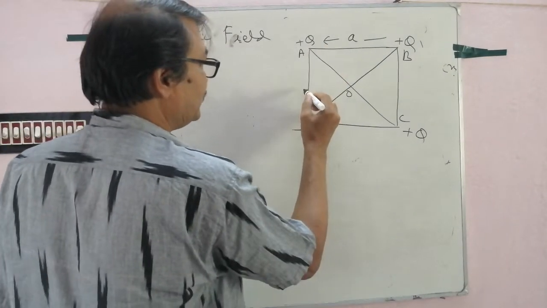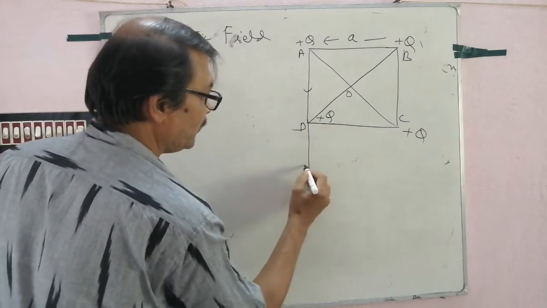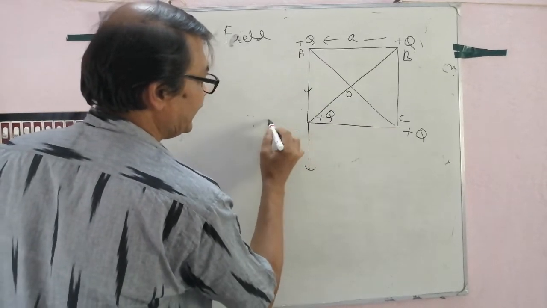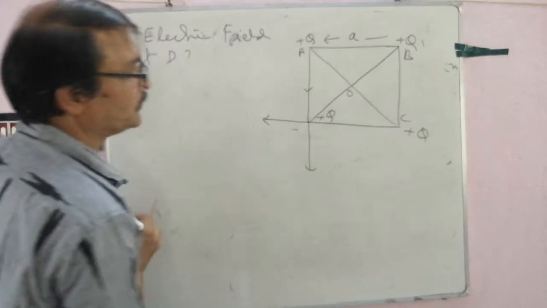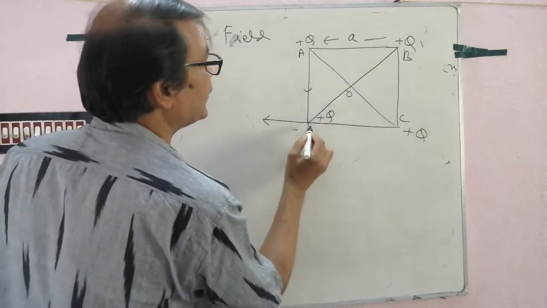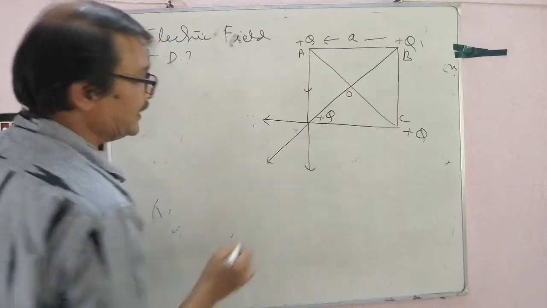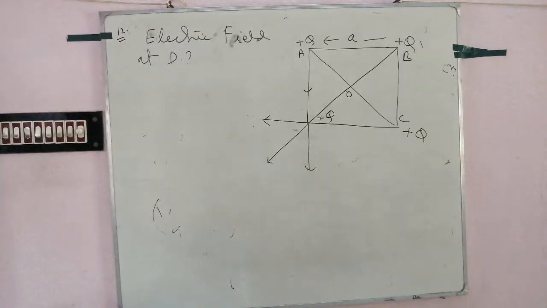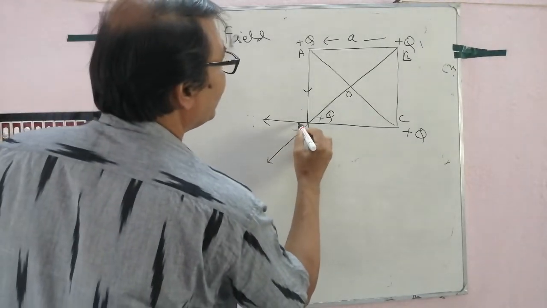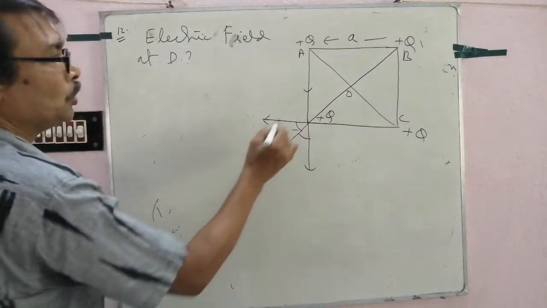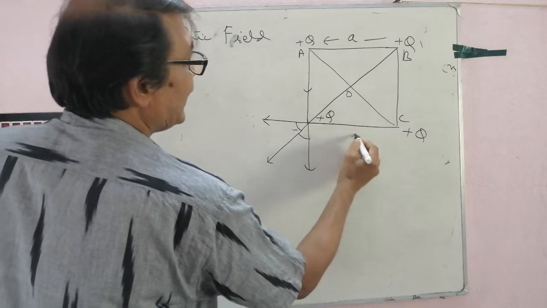Due to this charge, the direction is in this way, due to A, due to C, the direction is in this way, and due to this B charge, the direction of the field is in this way. This angle is 45 degrees, this angle is 45 degrees.